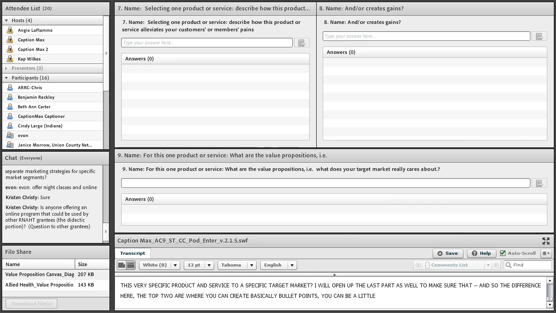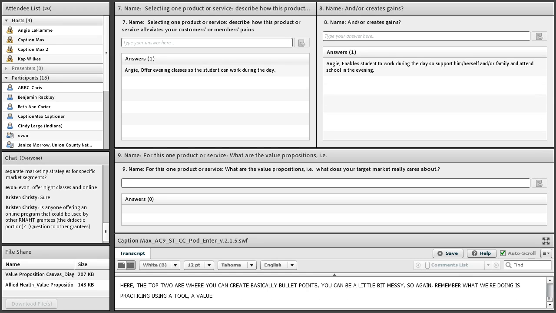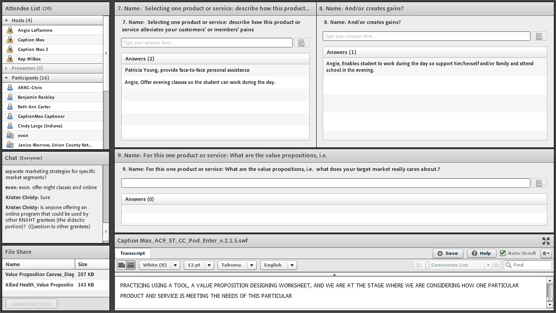I'm going to pull up the last pod as well because I want to make sure that, so the difference here, the top two are where you can create basically bullet points. You can be a little bit messy, a little bit verbose. So again, remember what we're doing is practicing using a tool, a value proposition designing worksheet, and we're at the stage where we are considering how one particular product and service is meeting the needs of a particular target market.